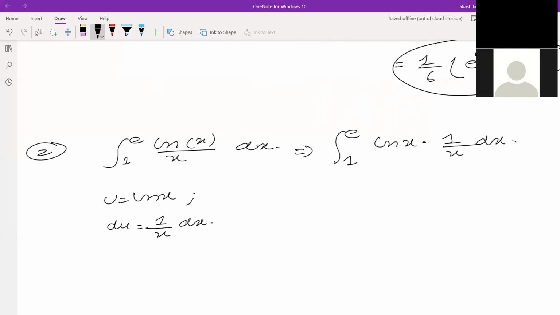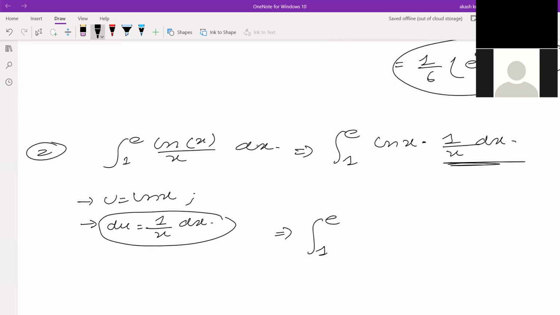Is it clear so far? Yes. Okay. So when I differentiated it, I got the derivative of a function, 1 over x dx, which is inside the function here. So ln x was u, and 1 over x dx is du. Now it's easier for me to apply the integration because I know the integral of u.